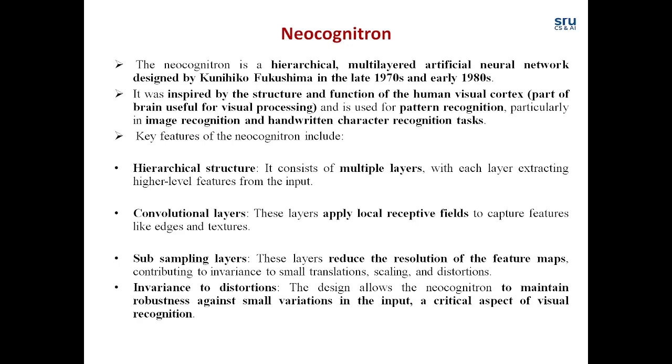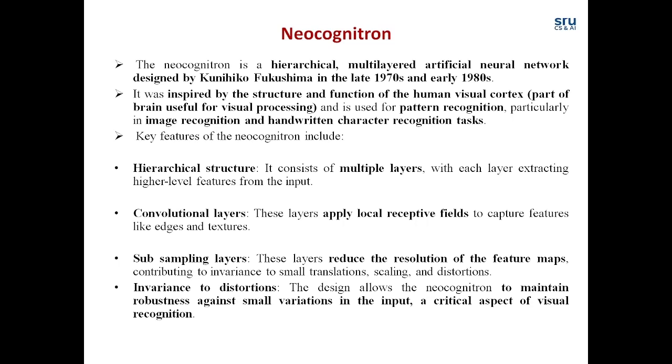So what are the different key features of the Neocognitron? It includes, first, a hierarchical structure which consists of multiple layers, and each layer extracts high level features from the input. Then convolution layers. These layers apply local receptive fields to capture features like textures and edges. Then we have subsampling layers, which reduce the resolution of the feature map, and it contributes to invariance to small translation, distortion and scaling.